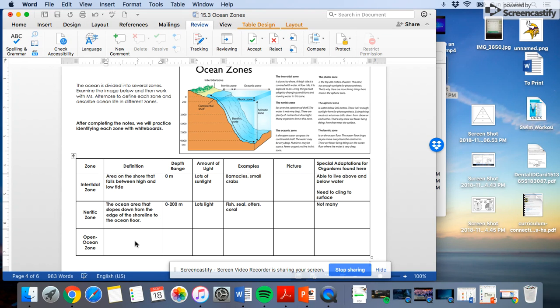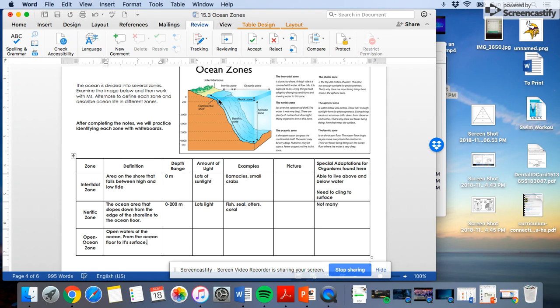So the last section is the open ocean or the oceanic zone. Depending on which test question or who's asking it, sometimes they refer to it as open ocean and sometimes as oceanic. So I do want you to be familiar with both. And this is the open waters of the ocean, from the ocean floor to its surface.